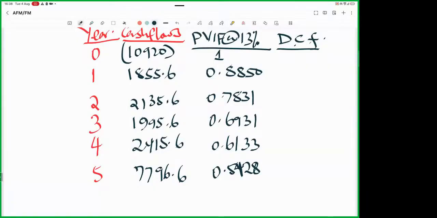Please help me multiply to 2 decimal places. Help me multiply. The first one will be minus 10,920. For the sake of medium, at least somebody has spoken about medium. So year 1, please multiply, year 1, 1855.6, to 2 decimal places.